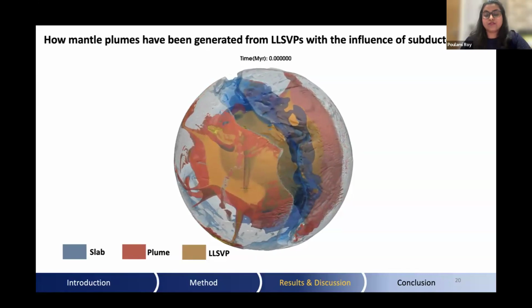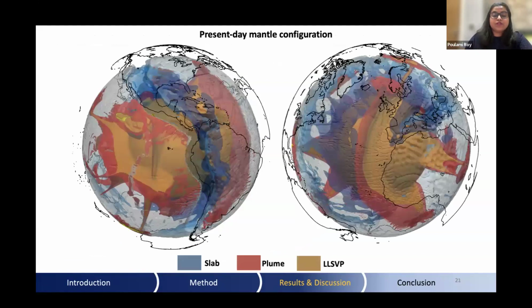And yeah, so this is the final present day configuration that our model predicts. Here we look into a detailed mantle configuration at present day. Our model nicely fits with the present day Chilean subduction zones, and at the western part of this, the Pacific plumes have been generated from the specific LLSVP.